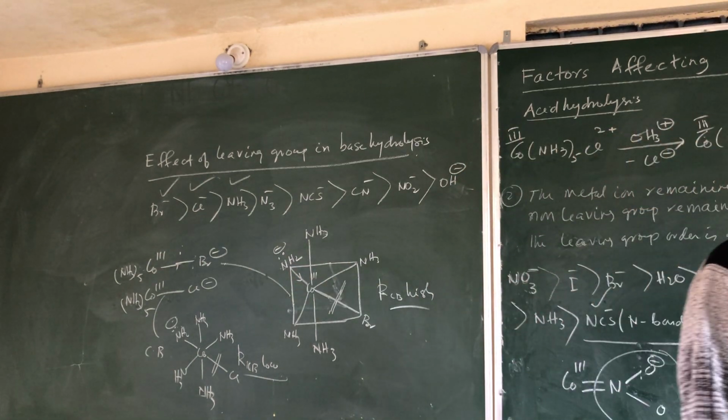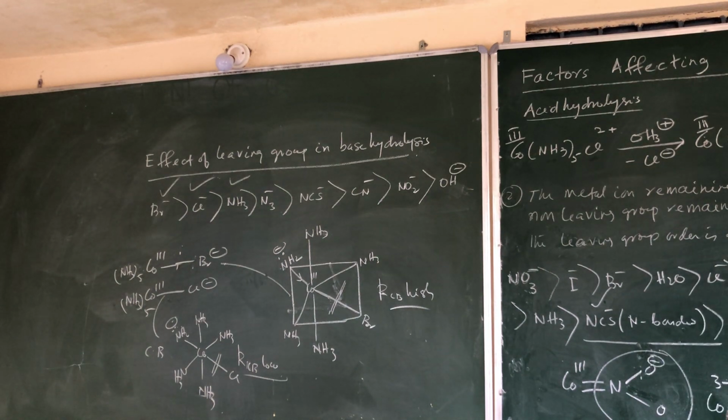If the trans position is blocked, then only at the cis position will the amido group be generated.